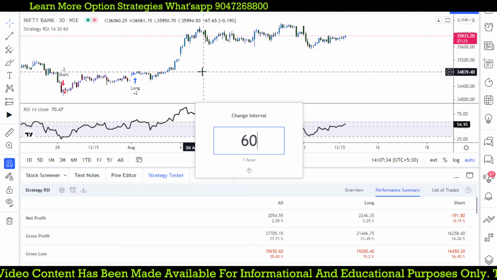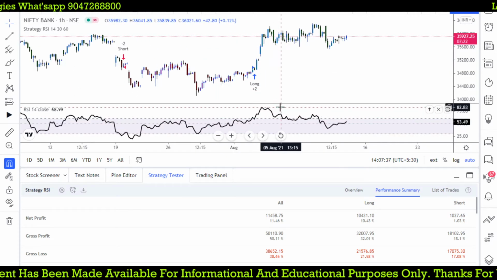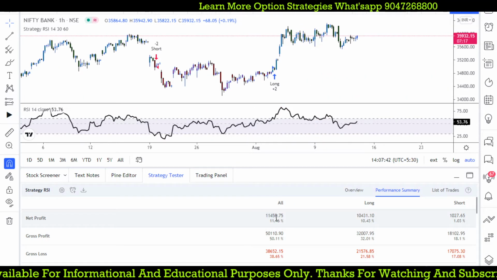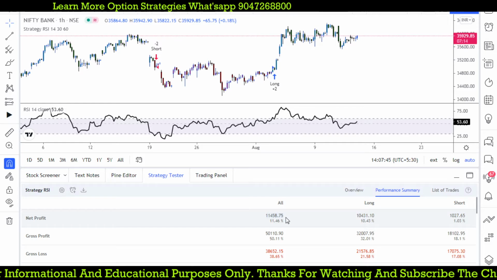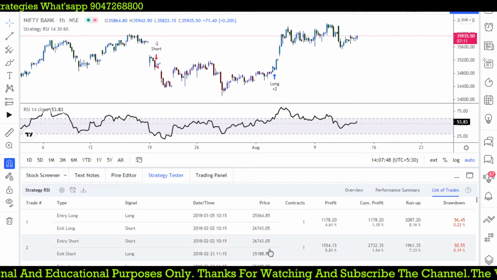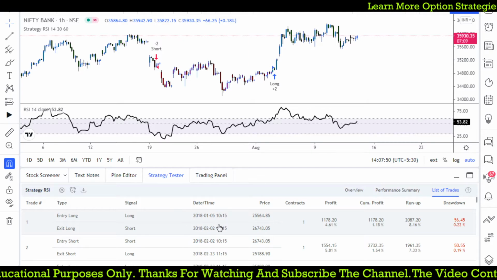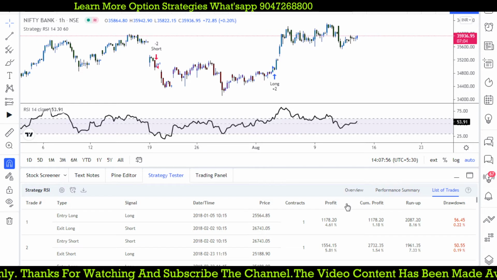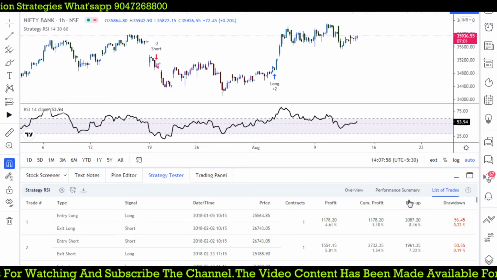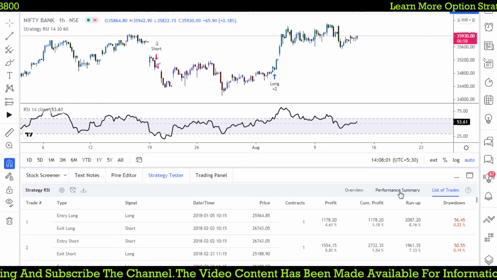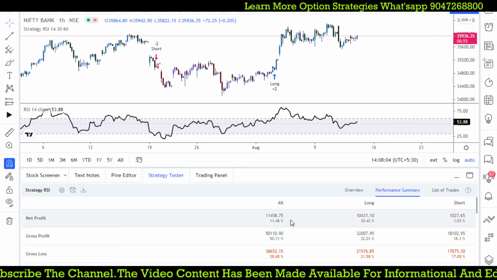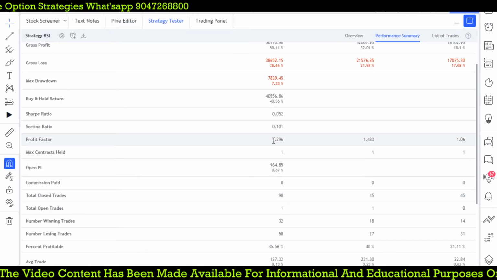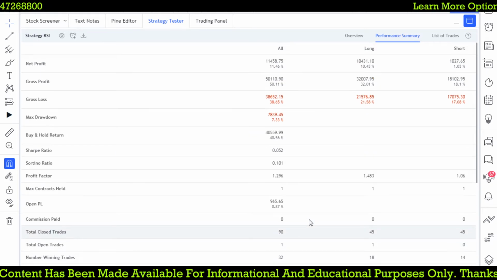And let's check 60 minutes. If I'm doing that trade with a 1 hour time frame, you can find it is giving you 11,400 points profit in Bank Nifty. The list of trades is from January 2018, and now we are in 2021, so almost 2.5 years have gone. So it generated 11,000 points profit in Bank Nifty using the same strategy, and the profit factor is 1.296.